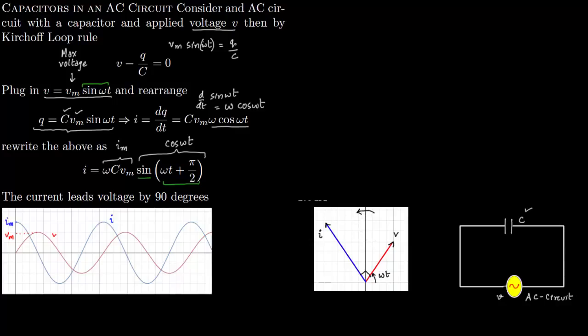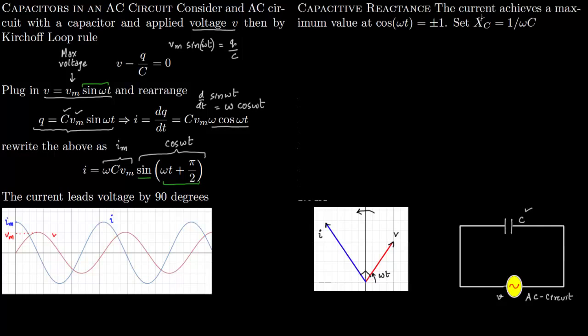Now we talk about capacitive reactance. Current achieves its maximum value. You can see in this equation you have the current here, and this is C Vm omega cos of omega t. The maximum value of current is when this cos term is plus or minus 1. So you're taking the maximum value in an absolute sense; forget about the sign here. So the maximum value of the current is omega C Vm.